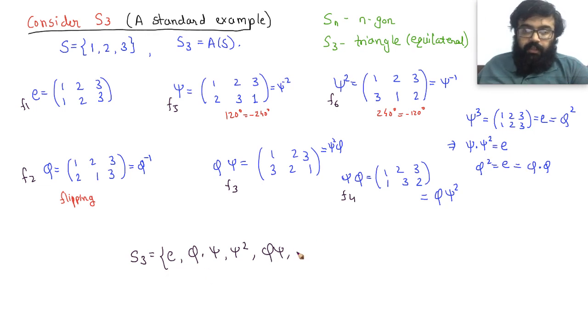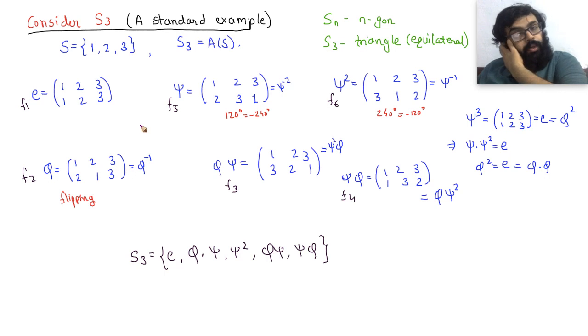So phi psi, and then there is another combination psi phi. What about phi psi square? Here, phi psi square is nothing but psi phi. So it is already there in the group. And similarly psi square phi is this. So there are only 6 elements, and this is the standard notation we fix throughout this course, phi and psi, in case of S3. Okay, so now let us go to the definition of a cyclic group.